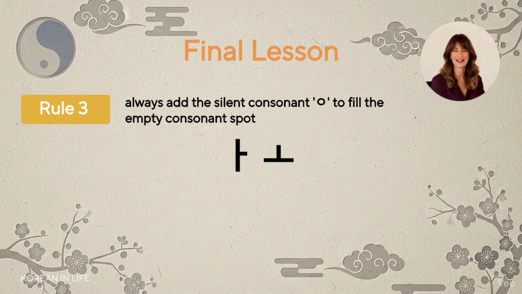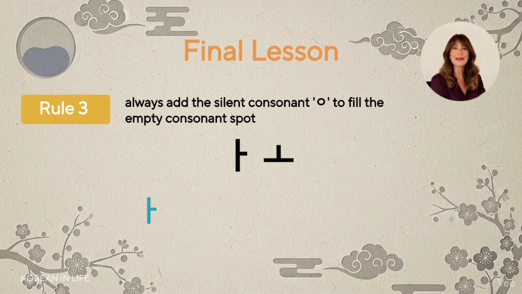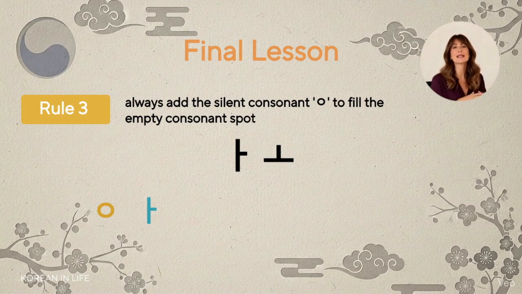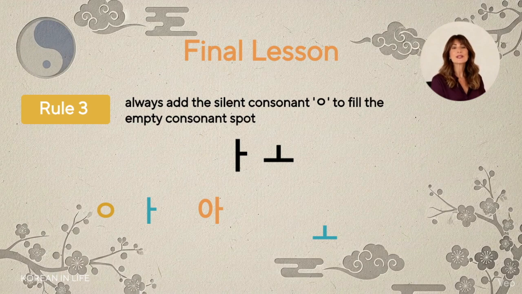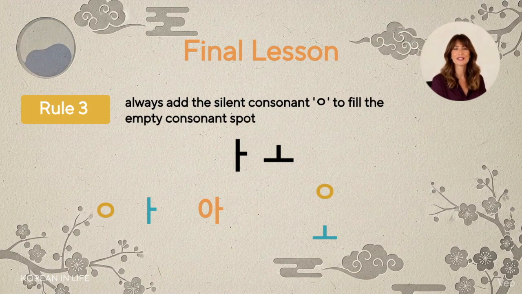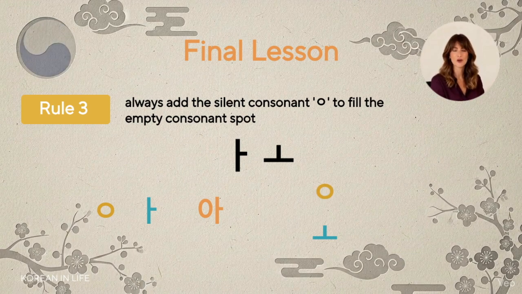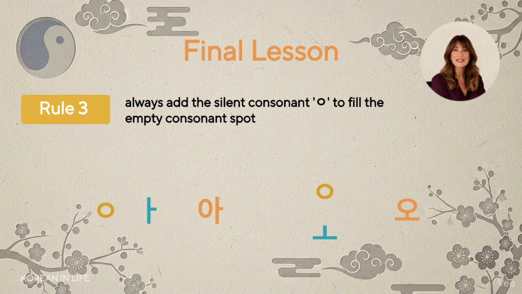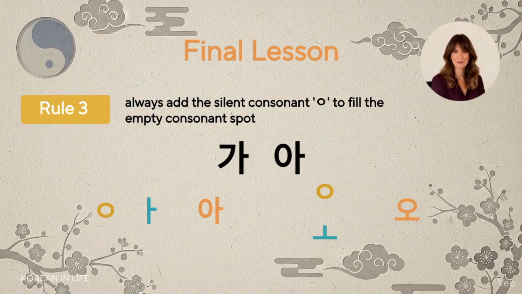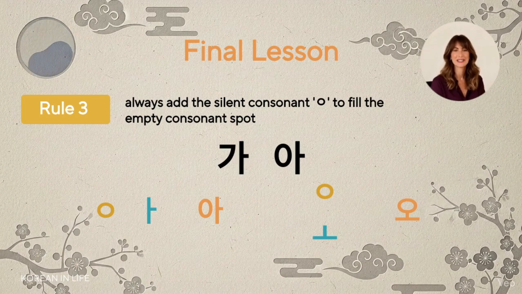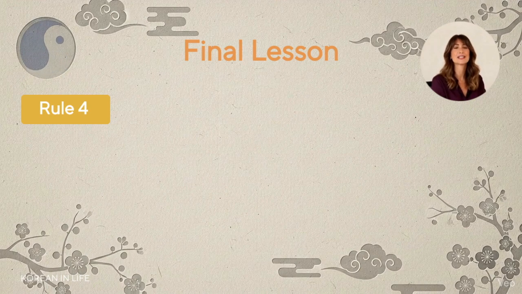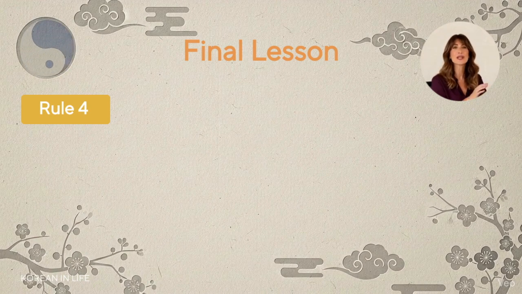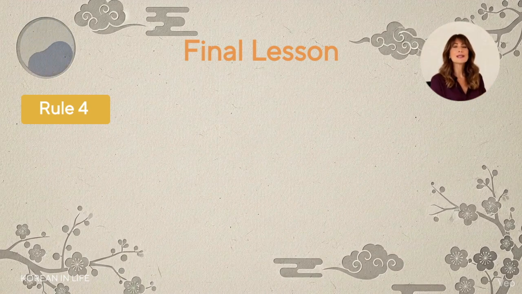If you want to write the a sound, you put iung on the left, and it becomes a. If you want to write the o sound, you put iung on top, and it becomes o. Remember, ga and a have completely different sounds. Please be sure to remember this. Okay, so far, these are the basic letters where one consonant and one vowel meet.